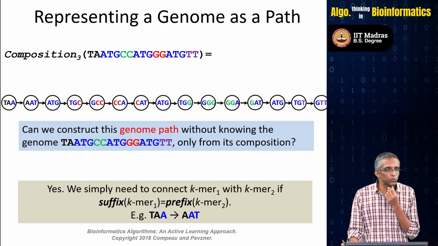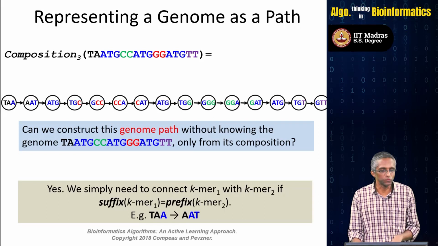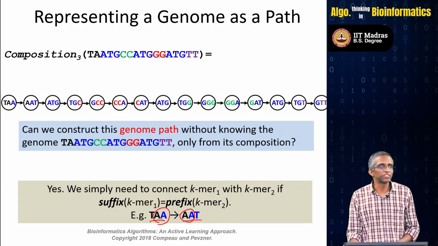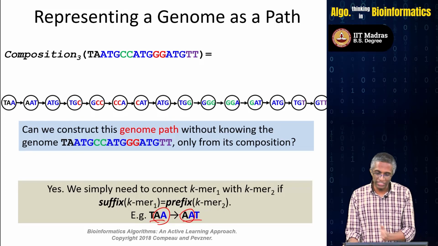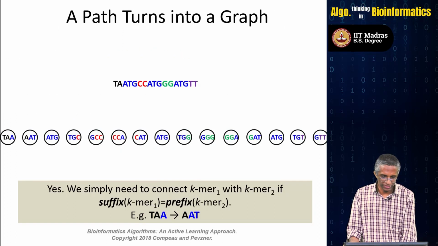There is one answer to it. Yes, we can, if we simply do these kinds of connections. We simply need to connect one K-mer with another K-mer if their suffix and prefix match, if their overlap of K minus 1 matches. For instance, TAA and AAT, the AA matches between both. So then the suffix and the prefix match, then you put an arrow, an edge, from the suffix K-mer to the prefix K-mer. And let's just keep doing that.